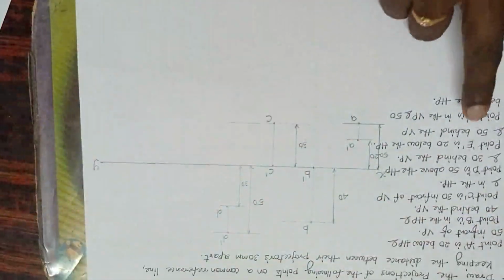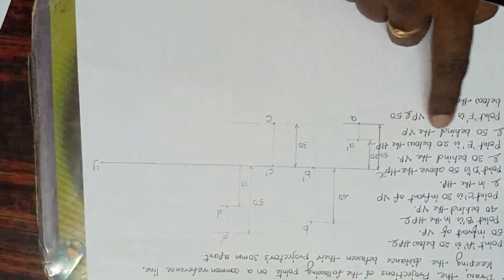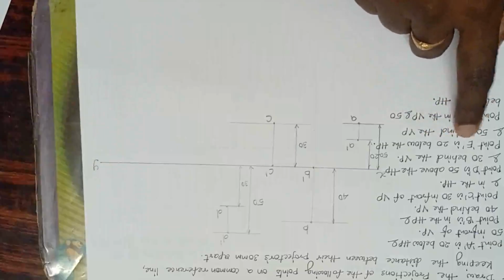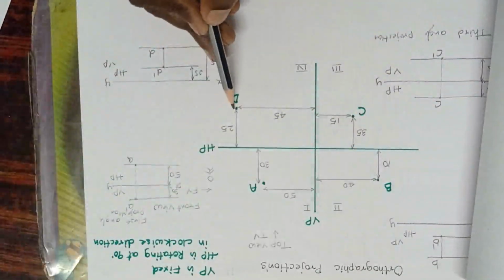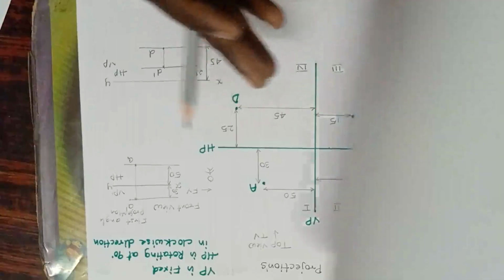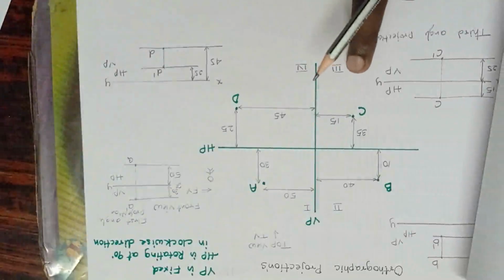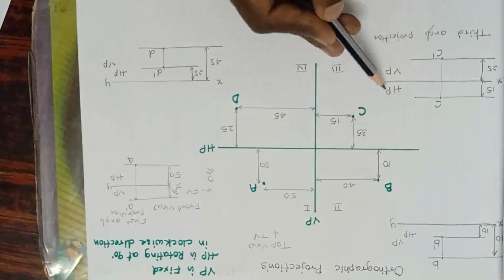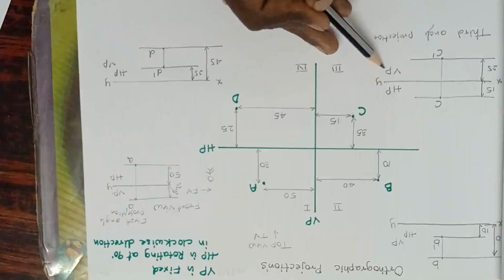Over. Next, let us come to the point E. Point E is 20 below the HP and 50 behind the VP. In which quadrant is it falling? Point E is 20 below the HP. Below the HP means it is either fourth or third. Next, 50 behind the VP means it is in the third quadrant. So, according to the third quadrant, HP is above the reference line and VP is below the reference line.